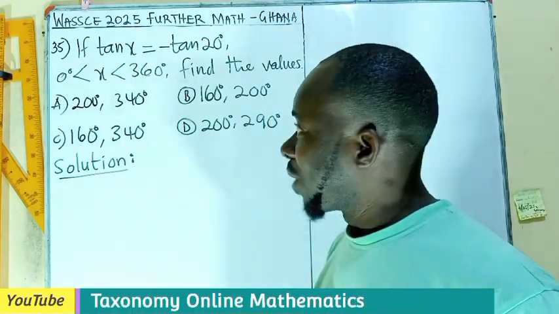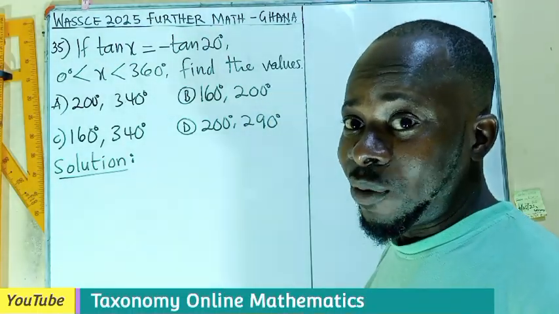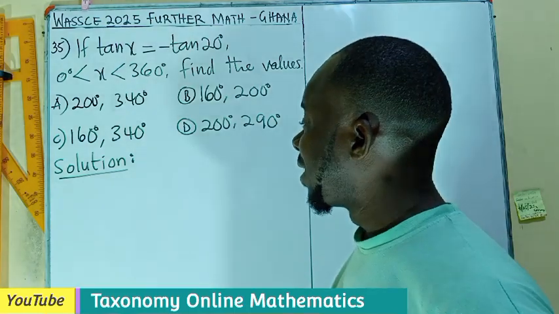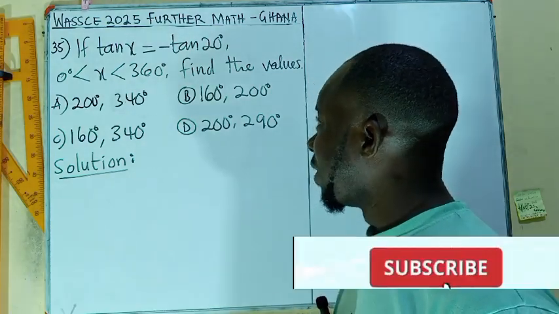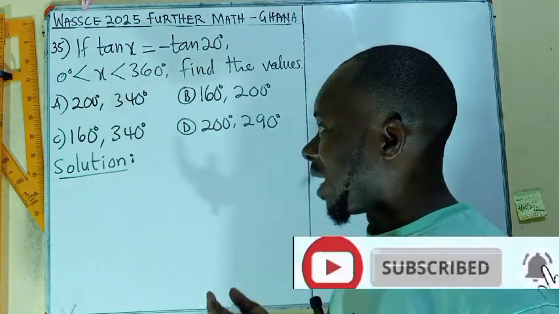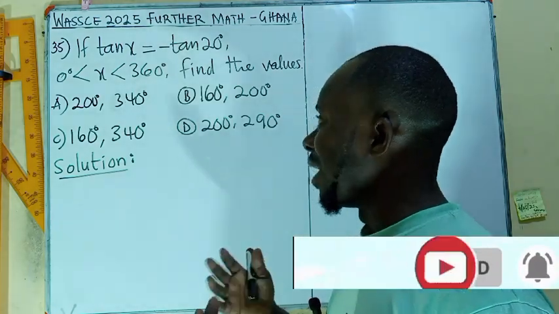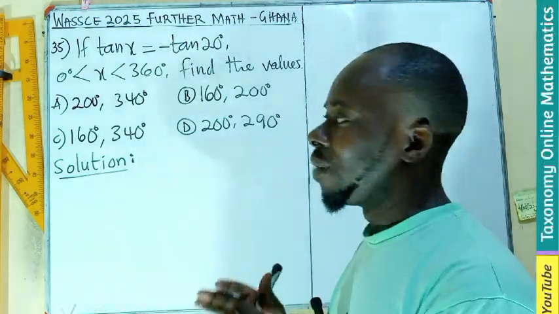A careful look at this question. Question 35, WASSCE 2025, Further Mathematics for Ghanaian Students. If tan x is equal to negative tan 20, for angles in the interval from 0 to 360, you have to find the values, what angles that can be there.